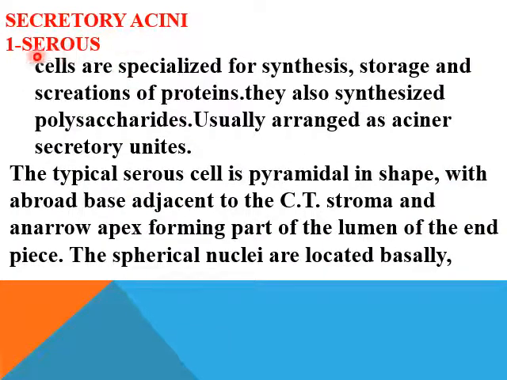Secretory acini. First, serous type. Cells of serous acini are specialized for synthesis, storage, and secretion of protein. They also synthesize polysaccharides, usually arranged as an acinar secretory unit. The typical serous cell is pyramidal in shape, with a broad base adjacent to the connective tissue stroma or septa, and a narrow apex forming part of the lumen of the end piece. The spherical nuclei are located basally.